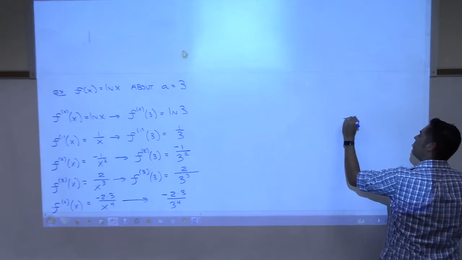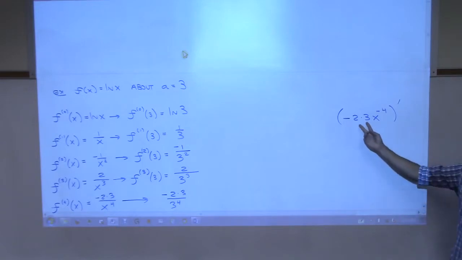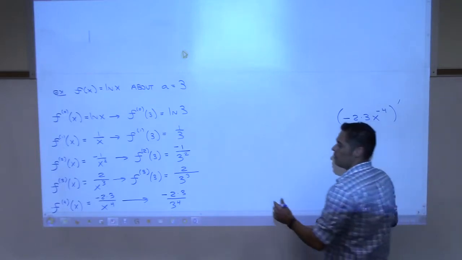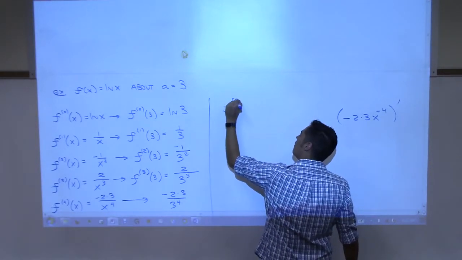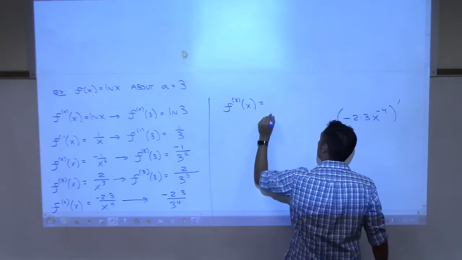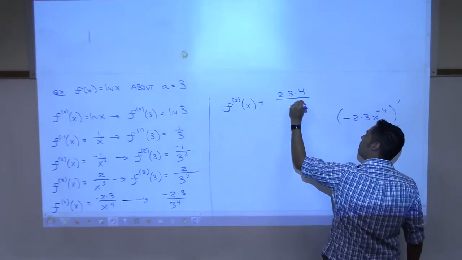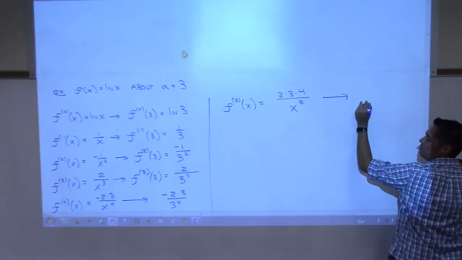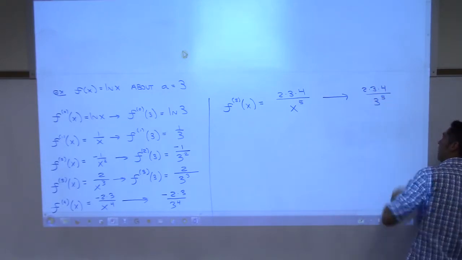So I have negative 2 times 3x to the negative 4, and I'm taking the derivative, right? Negative 2 times 3 is a constant. The negative 4 comes out, positive now, but I have 2 times 3 times 4. So it's a factorial. My fifth derivative at x should be 2 times 3 times 4, positive, over x to the fifth power. And when I plug in 3, I get 2 times 3 times 4 over 3 to the fifth.